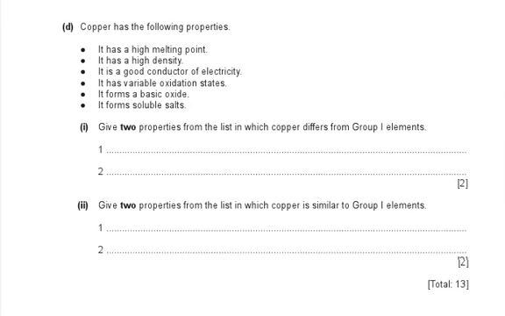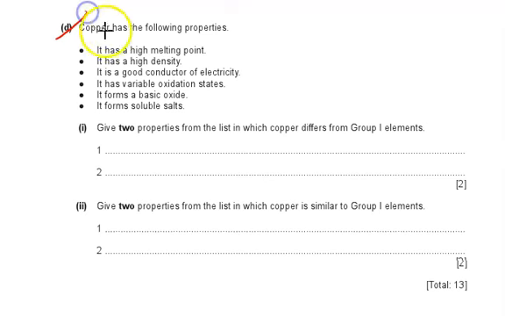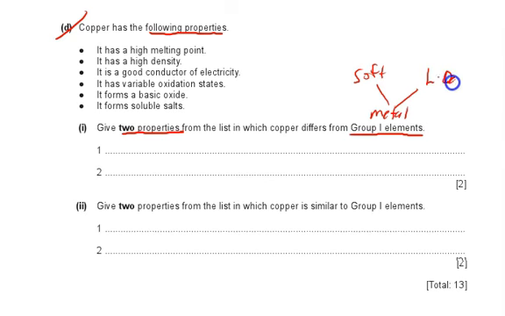Okay, now the next one, D. Copper has the following properties. Give two properties from the list in which copper differs from group 1 elements. Please remember, group 1 elements, even though they are metals, are soft and have a low density. So we have to select the high density.